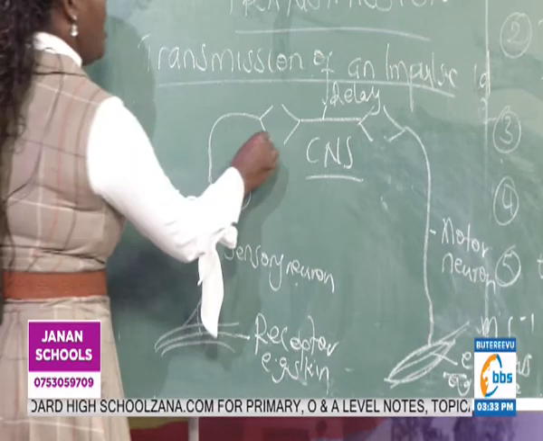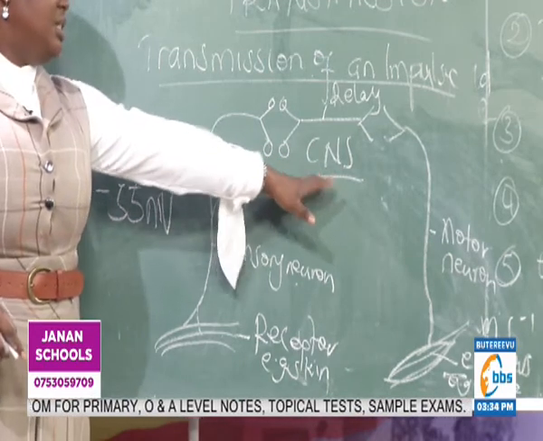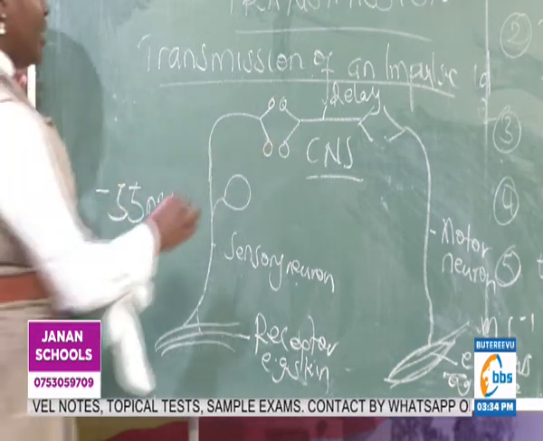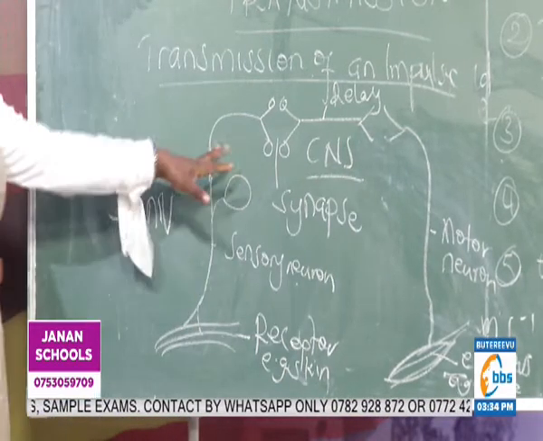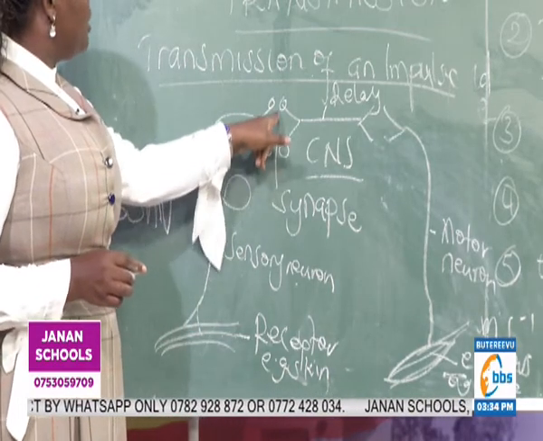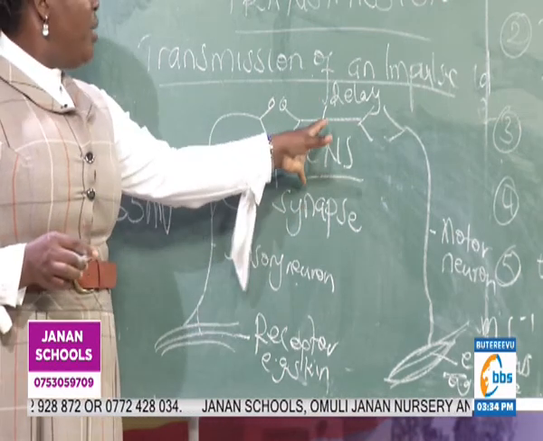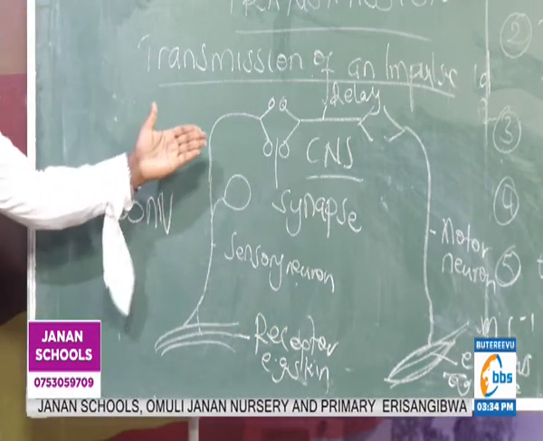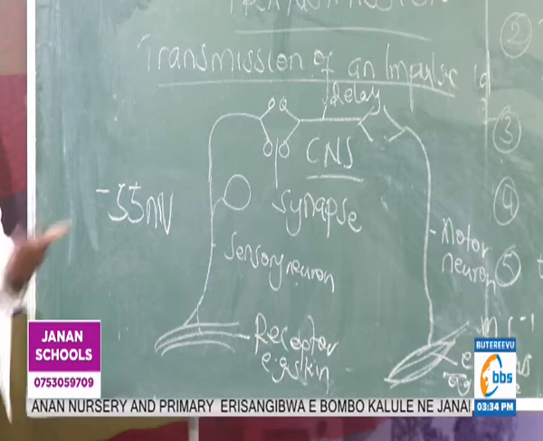Then it will reach the end of the sensory neuron where it will have to go to the brain or the central nervous system. But for it to enter the central nervous system, there is a gap here. This is the gap we call a synapse. This electrical information, or this impulse, must come across the synapse and then enter the relay neuron, which is in the central nervous system. When the impulse reaches the central nervous system, the information this impulse is carrying will be interpreted by your brain, it will be integrated, it will be processed, and the feedback will be determined by your brain.